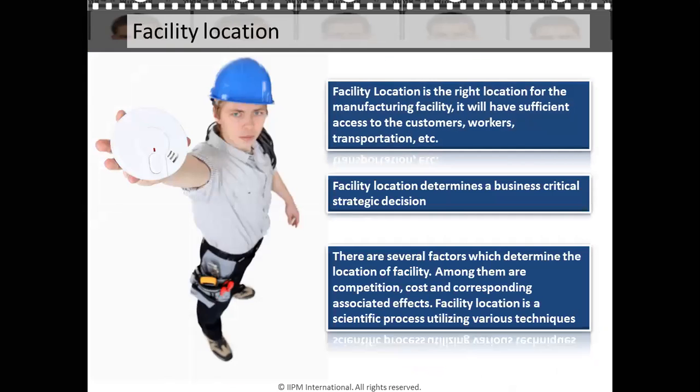Now we have facility location. Facility location is the right location for the manufacturing facility. It will have sufficient access to customers, workers, transportation, and so on. Facility location determines a business critical strategic decision. There are several factors which determine the location of a facility. Among them are the competition, cost, and corresponding associated effects. Facility location is a scientific process utilizing various techniques.